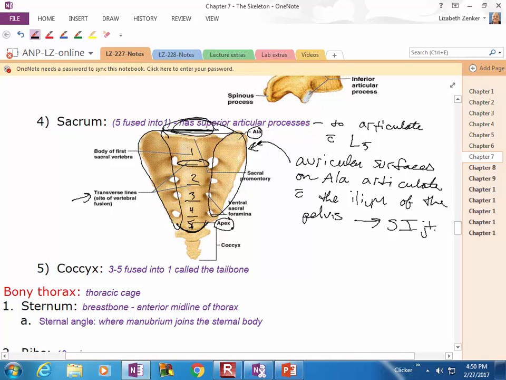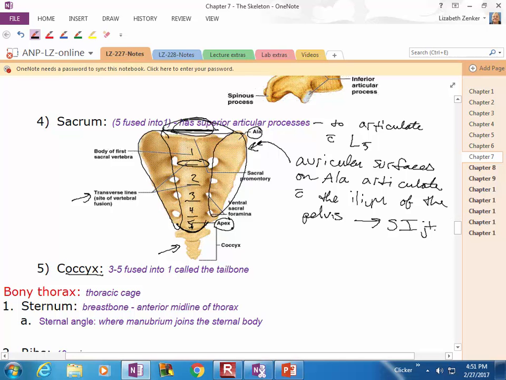Let's see. Also, when we look at the coccyx, this is the little part right here at the bottom, which is between 3 to 5 fused bones, and we end up calling it one bone, and that's the tailbone. And if you feel at the very bottom, right before the anus, that's your tailbone. But I get people all the time that'll say, my tailbone hurts, and they really meant their low back, like the top of their sacrum.